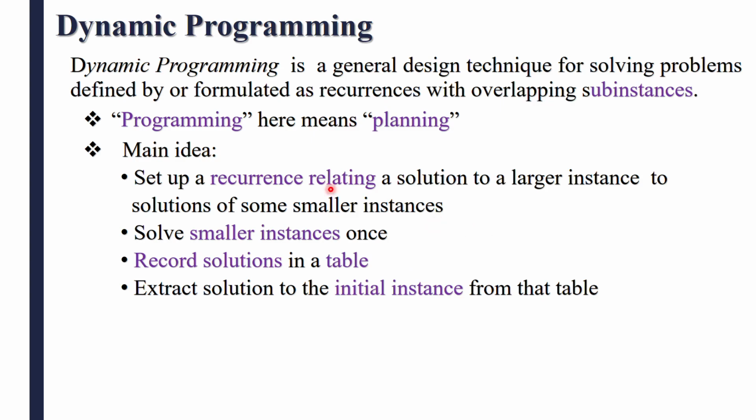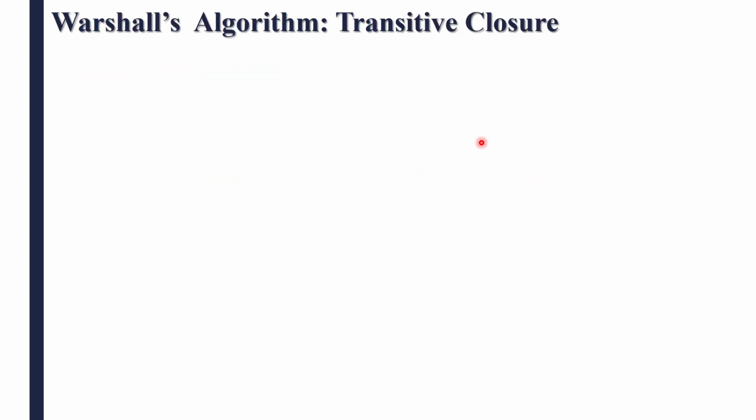Here we are using the word dynamic because this procedure is repeated until you get the final solution. Only at the end do you get the solution that you actually require. That is why we use the term dynamic programming. This is what dynamic programming is. Is it clear? Okay. Next we'll see Warshall's algorithm.